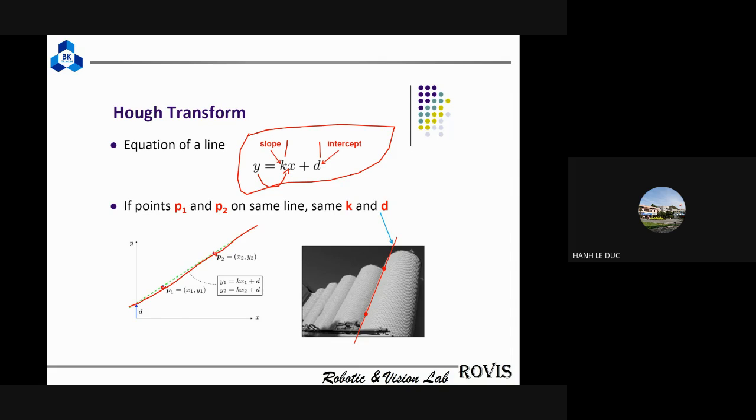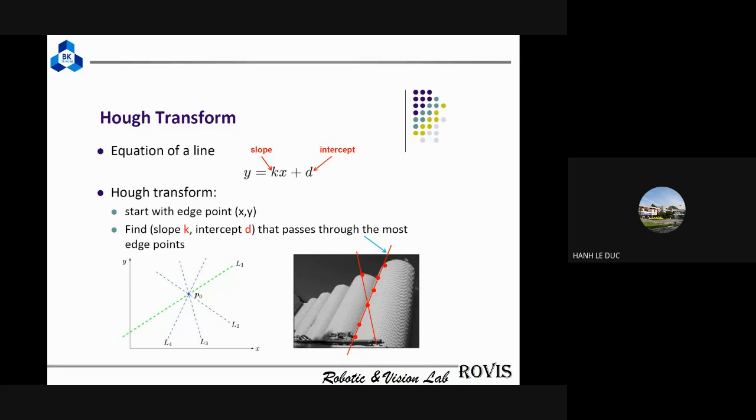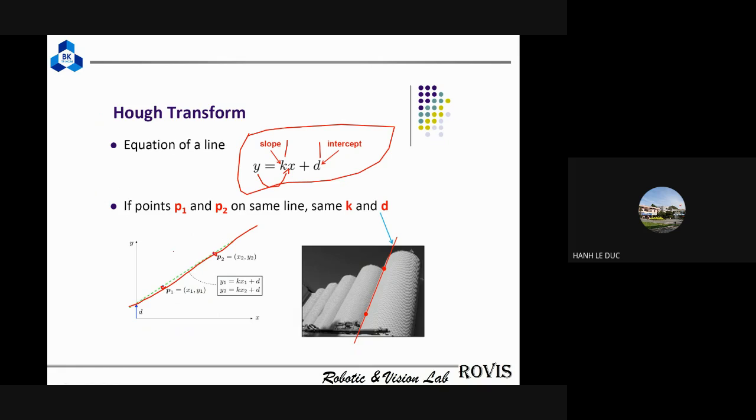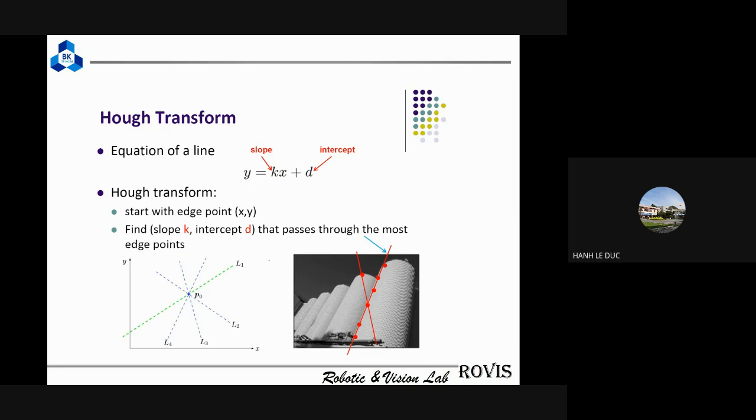But in this image we have many points, P3, P4, right? If we use just this one, we don't know how many points there are. We cannot check how many points are related to this equation. So they proposed the Hough transform method.